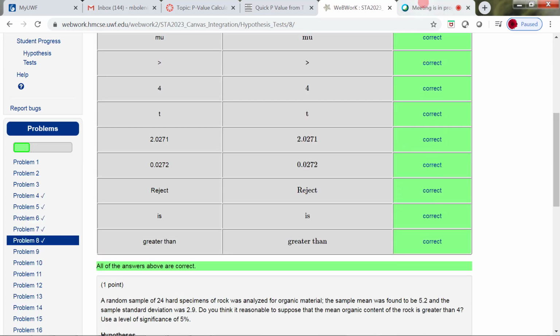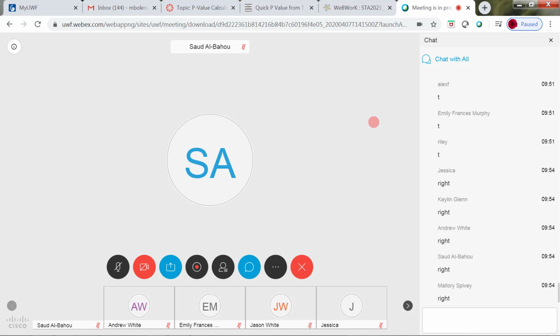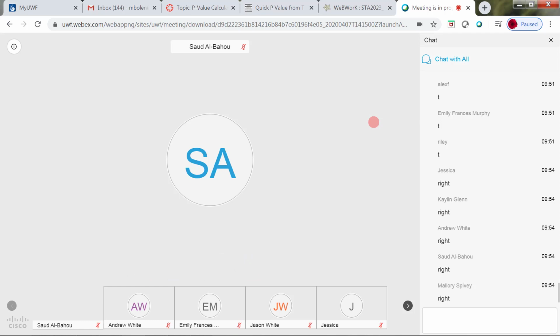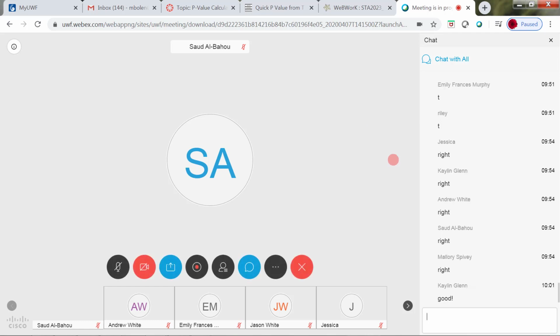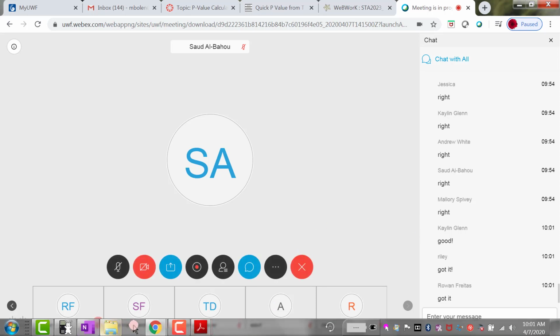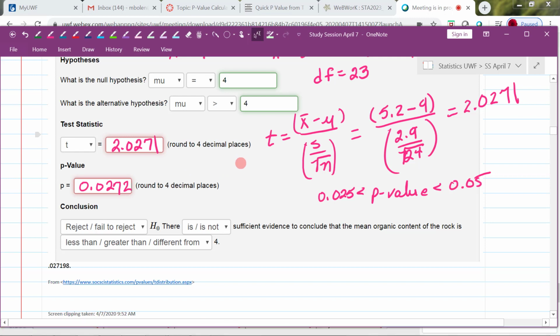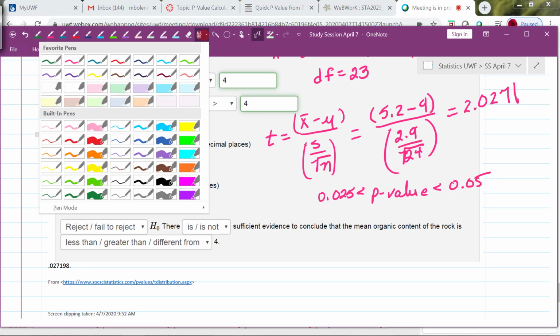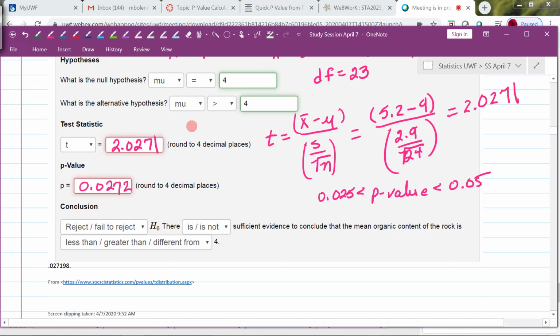Here we go. How did everybody do? Any questions on this problem? Everybody good? Okay, very good. So let me go ahead and highlight the other answers in here in case somebody's just looking at the answers. So we reject H naught. There is sufficient evidence, and it's greater than. Okay, so there you go. Alrighty, let's look at the next problem.